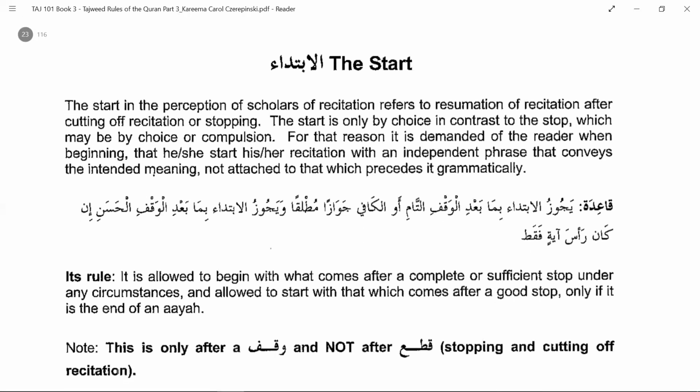The start, in the perception of scholars of recitation, refers to resumption of recitation after cutting off or stopping. So just now we did the various kinds of stop, where we can stop and how we should stop. Once you stop, after that when you resume your recitation, or if you're cut off for any reason and then resume, that is what is in this lesson. The start is only by choice, in contrast to the stop.